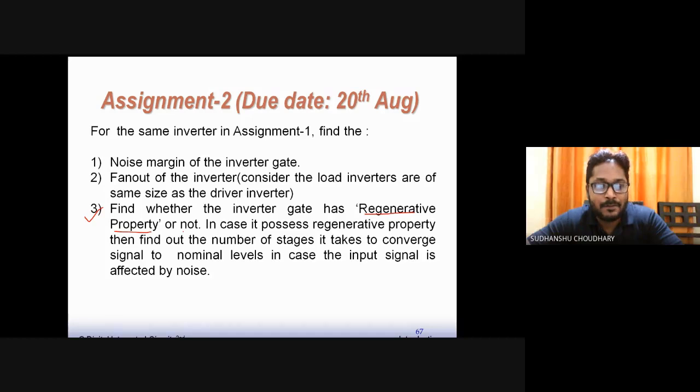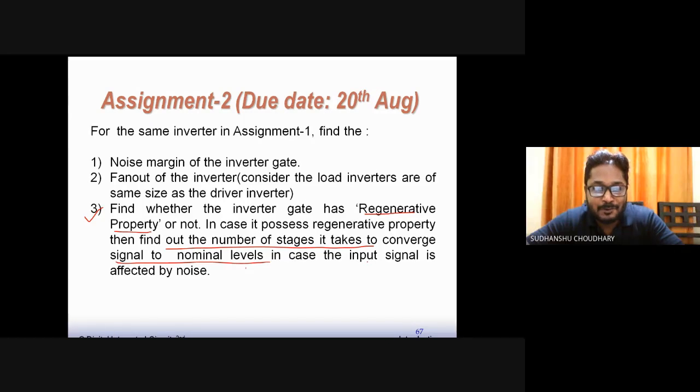You start off with an input signal which is affected by noise, but after passing through, let's say, 3, 4 or 5 or whatever number of stages, the output reaches the nominal signal levels, that is, full zero and full high. That is called regenerative property. For the same inverter, you will find whether it has regenerative property or not. Again, apply some brain here. A hint: you will have to find out the number of stages it takes to converge the signal to nominal levels when the input signal is affected by noise.